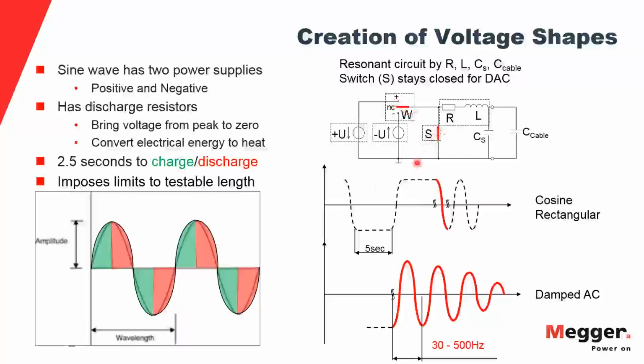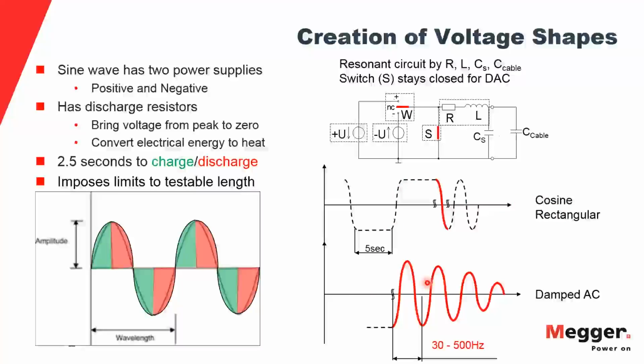With the cosine rectangular and damped AC, we utilize a resonance circuit. So you can see in the diagram here that we still have 2 power supplies, a positive and a negative, but we have a switch here, and we use the resistance and inductance in the unit and the capacitance of the cable, and if necessary, a support capacitor to create a resonance circuit.